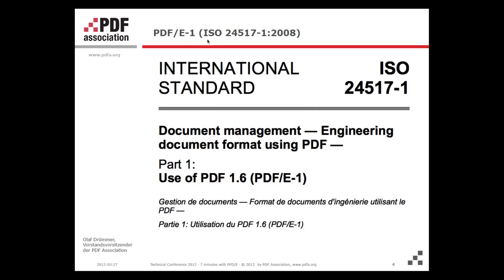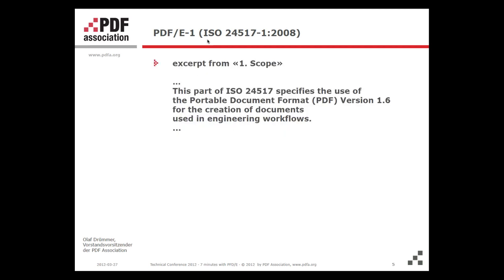And in order to address this and make things fit better for the needs of the engineering industry, a standard was developed based on PDF. And that's the title page of this standard. It came out in early 2008 after a few years of work on the standard. Some people from some large players in industries had been involved. And just to make very clear what PDF/E tries to achieve, this is the first sentence of the scope statement of the standard. So this part of ISO 24517 specifies the use of PDF for the creation of documents used in engineering workflows. So it's mostly focused on creating those documents. It's not saying much about what you actually do with them in the end.